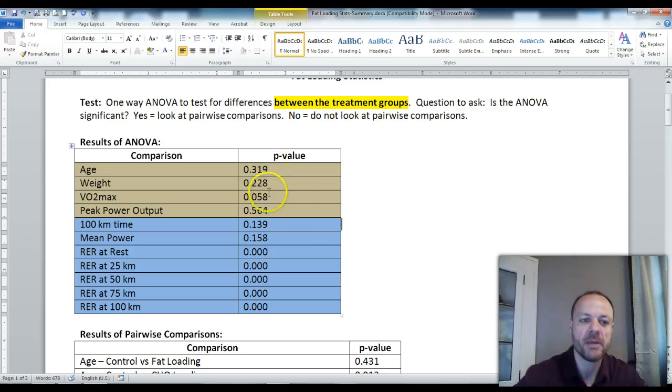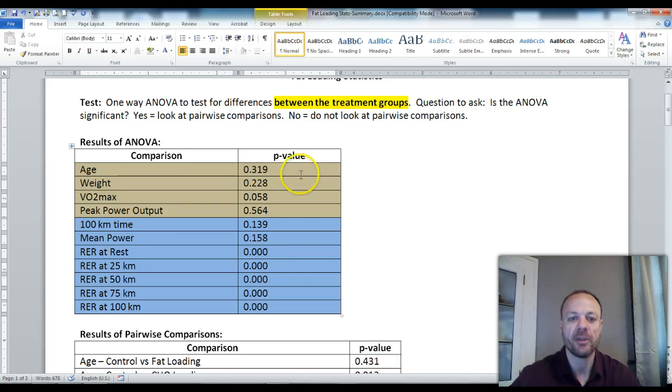So when we look at these p-values, using subject characteristic data as an example, all of these p-values are greater than 0.05. That lets us know that there is not a statistical difference between any of the three groups with respect to their baseline age, weight, VO2 max, or peak power output. Now, we would not expect there to be a difference in these baseline subject characteristics because they were randomized into the three groups. And we want all three groups to start out at the same point.